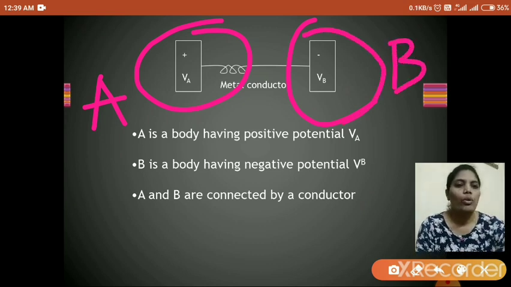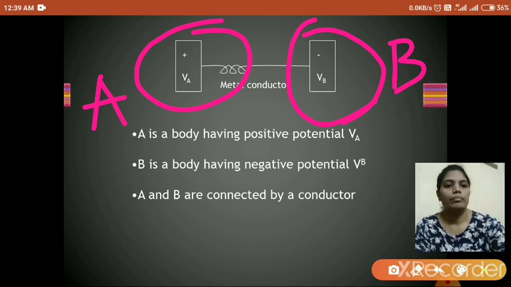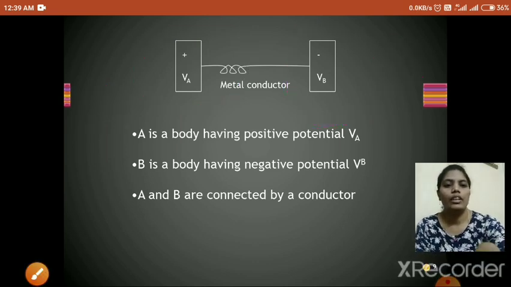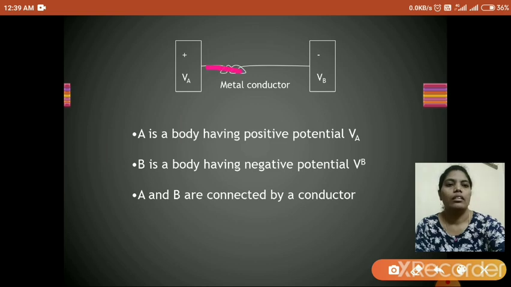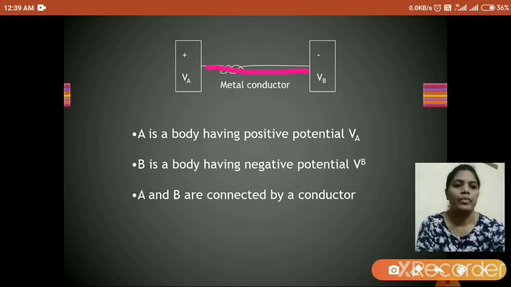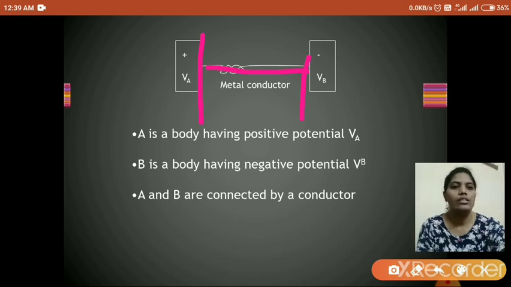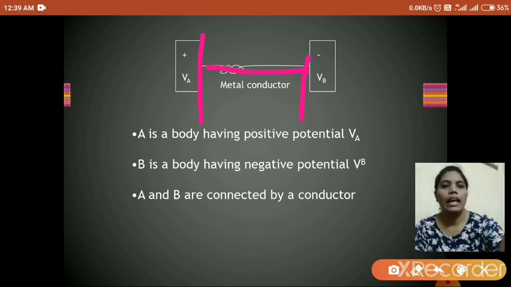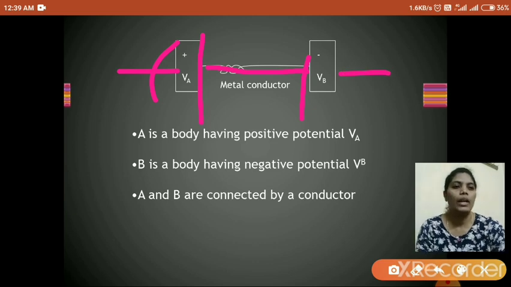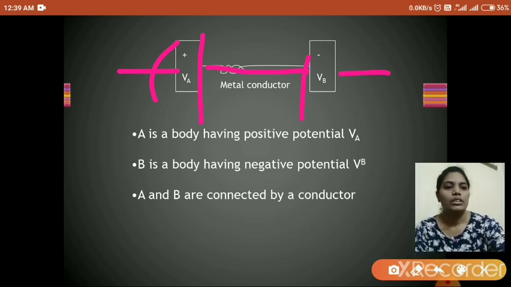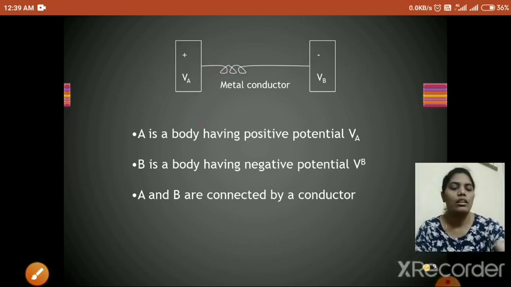Now these two bodies are connected with a conductor. Now what it means? These two are ends of the conductor. At one end we have positive potential and at the other end we have negative potential. So there is potential difference across the conductor.